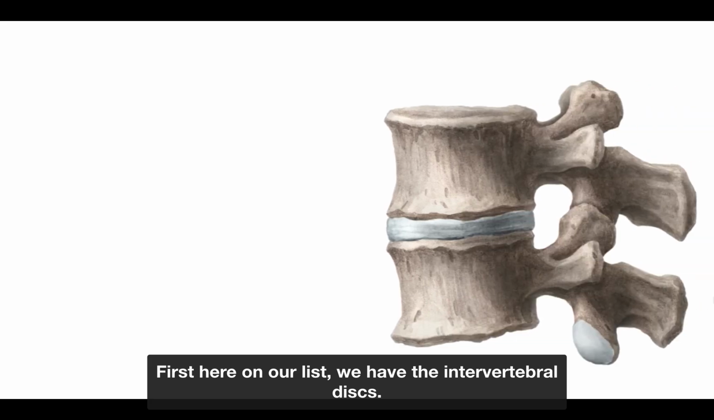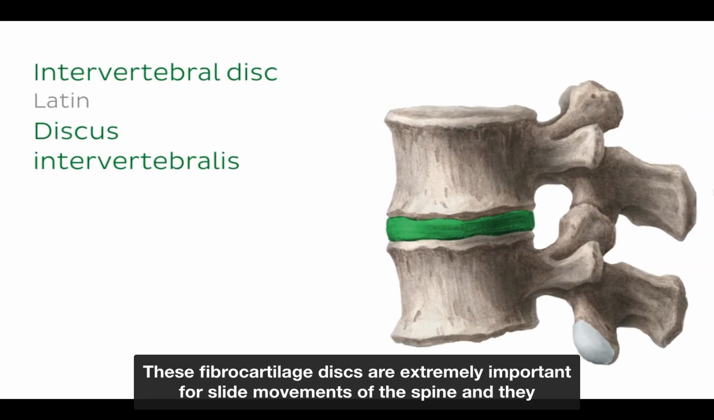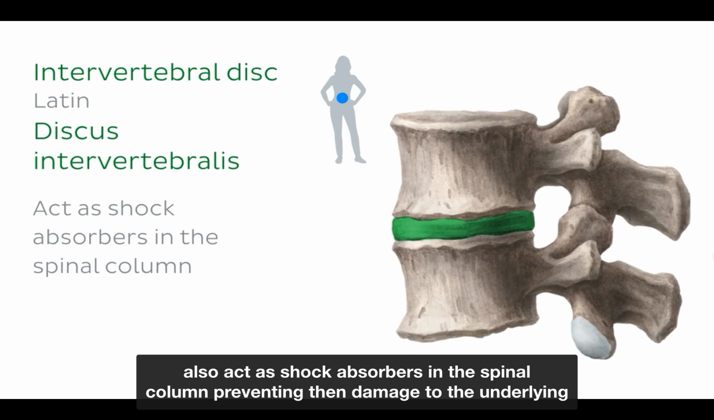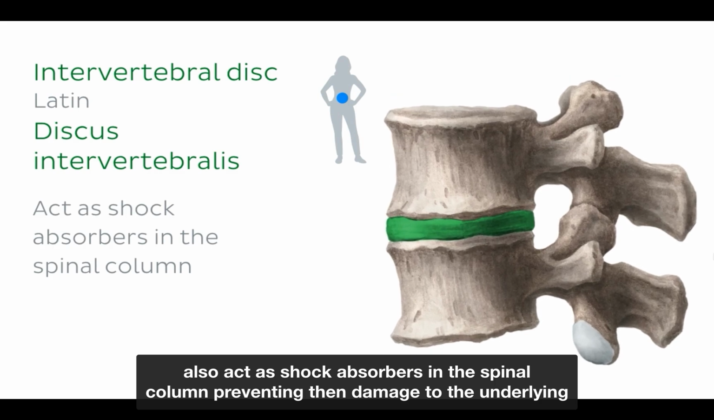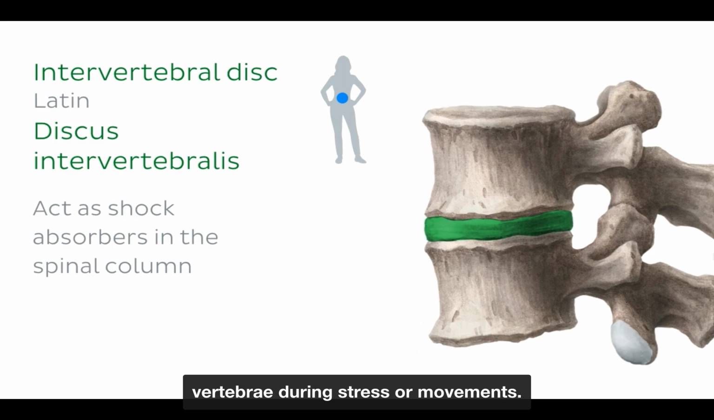First, here on our list, we have the intervertebral discs. These fibrocartilage discs are extremely important for slight movements of the spine, and they also act as shock absorbers in the spinal column, preventing damage to the underlying vertebrae during stress or movements.